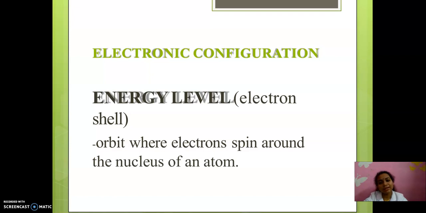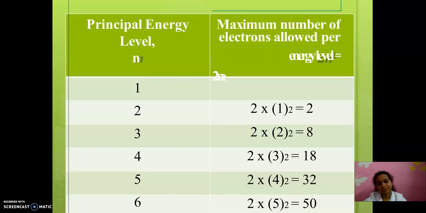We know that the energy levels are described by the principal quantum number, that is n. The revolving of the electron is denoted mainly by four quantum numbers: principal quantum number, azimuthal quantum number, spin quantum number, and magnetic quantum number. I hope all of you studied this.